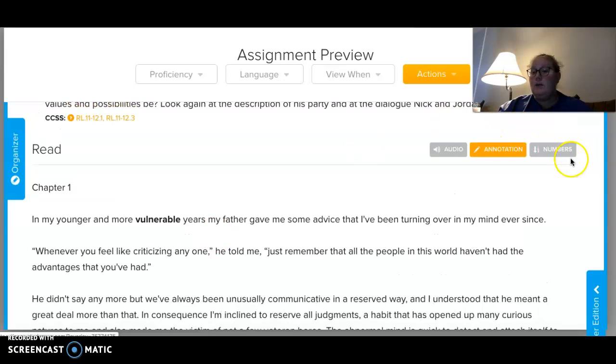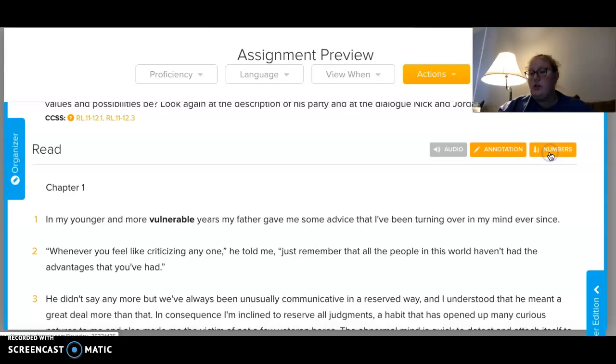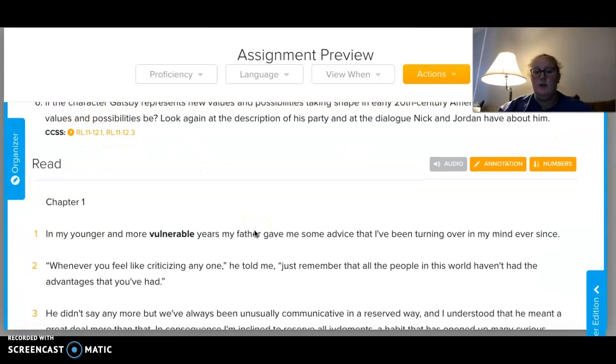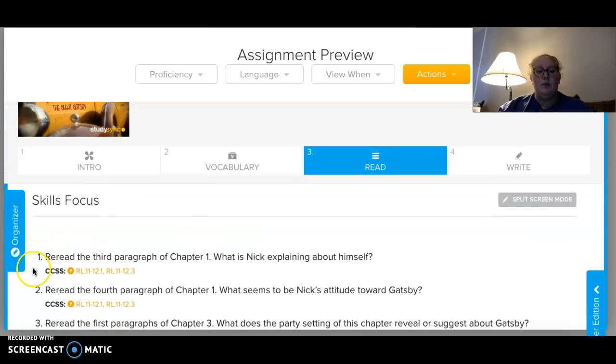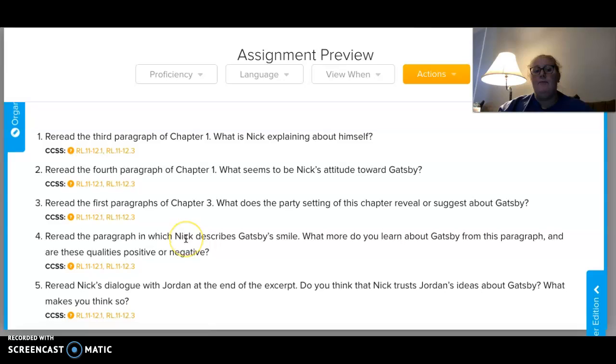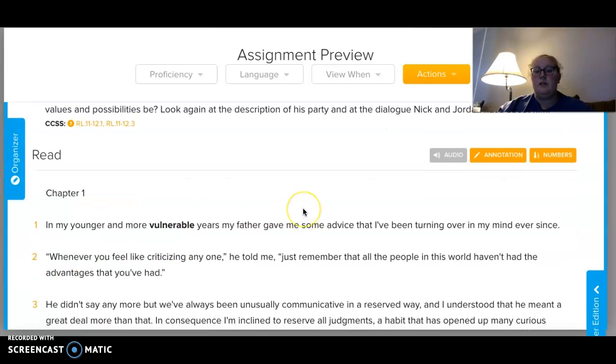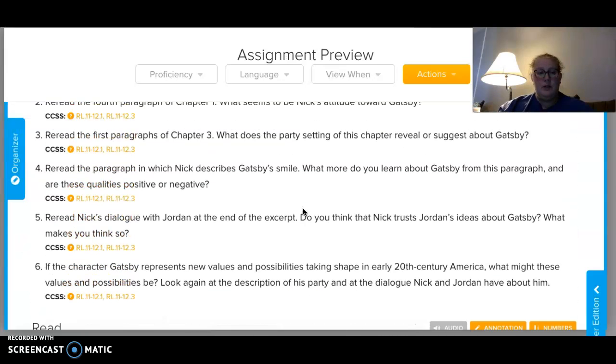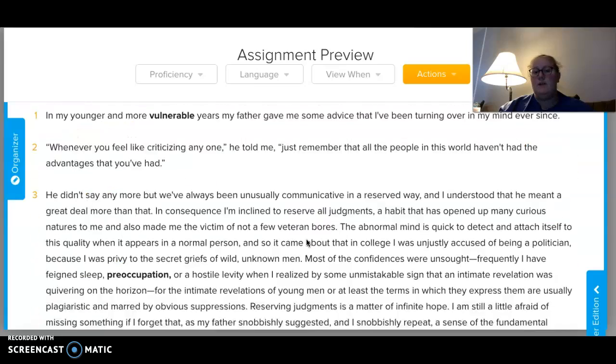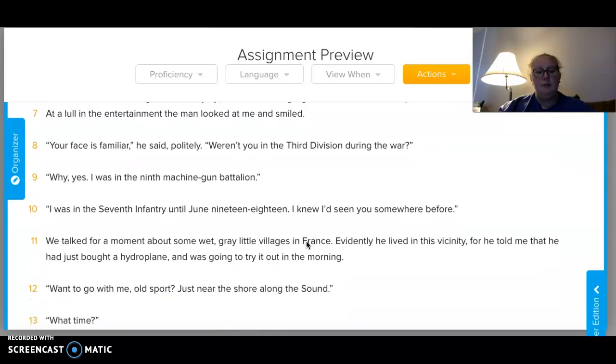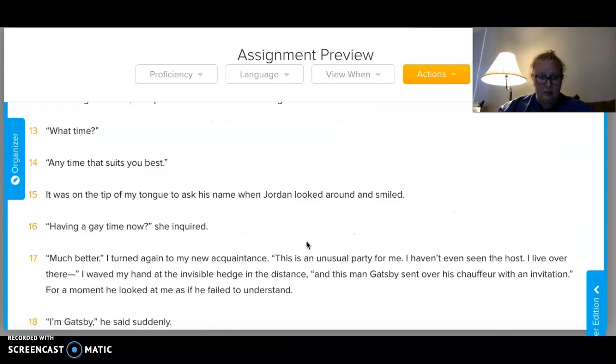So go ahead, and over here you see annotation is already on. It's in orange. Turn on numbers so that it's in orange. So we've got our paragraphs numbered so that it's easier to follow along when you're reading. For example, it says the 3rd paragraph, the 4th paragraph. They are numbered, so it's easier for you. So what we're going to do, it says, reread the paragraph in which Nick describes Gatsby's smile. So I'm going to go down until I find that.